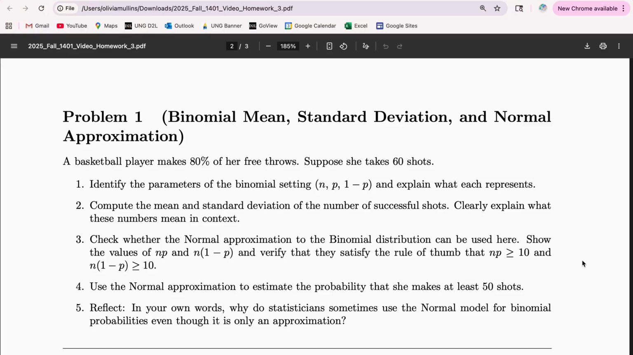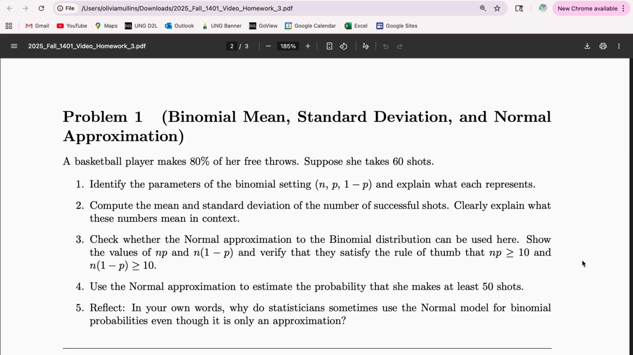Let's begin with problem 1. It says, a basketball player makes 80% of her free throws. Suppose she takes 60 shots. So we've got a basketball player who makes 80% of her free throws and she takes 60 shots. This kind of problem is called a binomial situation. This is because there are only 2 outcomes, a make or miss. Each shot is independent and the chance of making it stays the same every time.